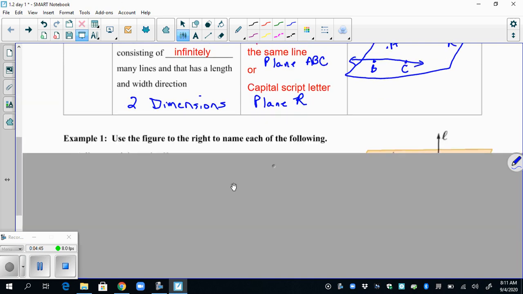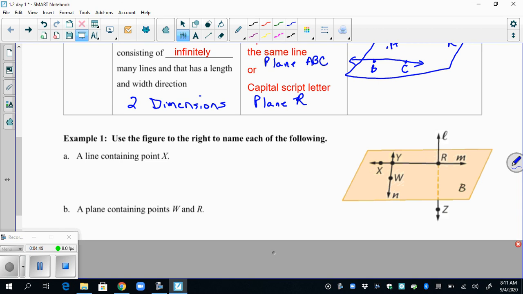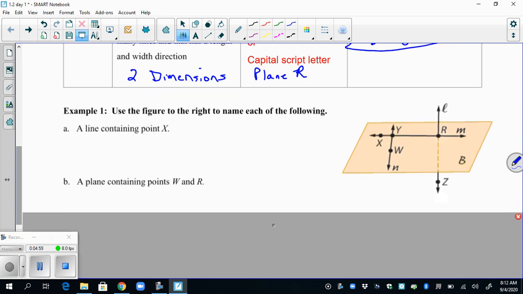All right, let's look at these examples down here. If you want, pause and see if you can come up with correct answers for these, and then I'll give you some correct answers. All right, we want to use the figure at the right to name each of the following. We want a line containing point X. So I'm going to use my highlighter here so you can see this is the line that I'm talking about. Line that contains point X. X, Y, and R are 3 points that are named on that line.